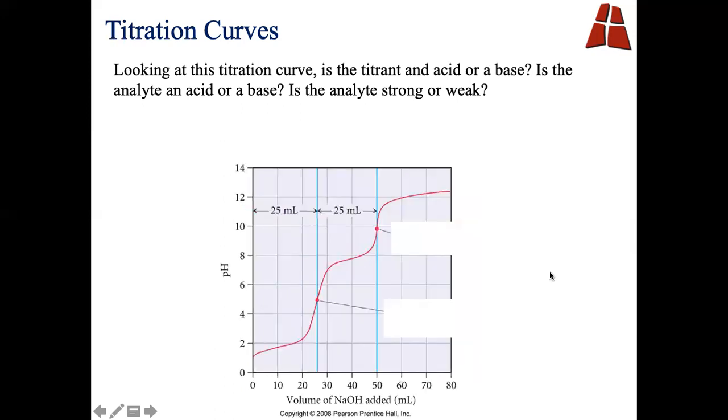Okay. And here is, I believe, our last example of a titration curve. So what's going on here? Is our titrant an acid or a base? Is the analyte an acid or a base? And is the analyte strong or weak? If we look at our x-axis, this is the volume of NaOH added. So that means that our titrant is NaOH. That's a strong base. It means our analyte must be an acid.